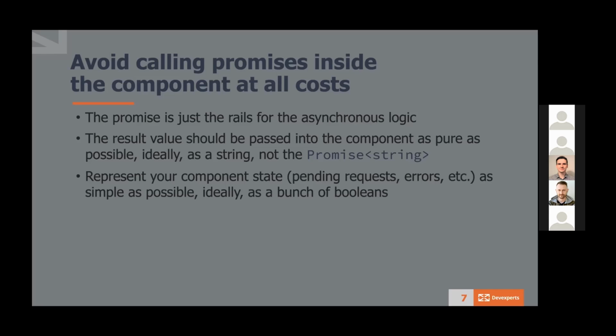And represent your component state, not the state, but how it looks, the visual state, like pending requests, errors, etc., as simple as possible. Ideally a bunch of booleans. I know some people could say, okay, we have monads, but we are not talking about functional programming right now. For people who know nothing about monads, a bunch of booleans will do, really. Like loading true, loading false, it will do. You don't need to wrap it with some structures.